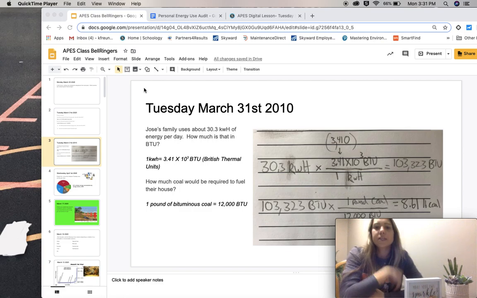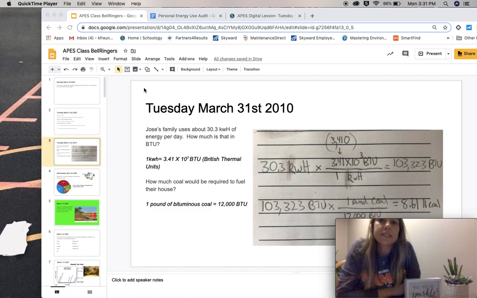Guys, so today we're going to be doing part two of our personal energy use audit. We're going to have to do a few conversions today, and that's why our bell ringer is going to be some practice conversions similar to the ones that you'll see on your assignment today.